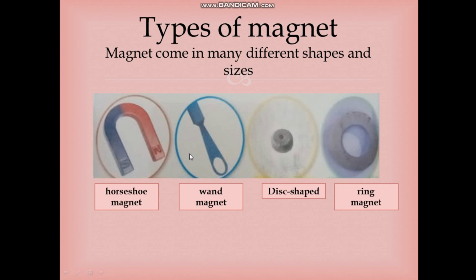Next is a dish shape. Some magnets are a dish shape. For example, the dish shape looks like a compact disc or CD that you use for watching movies or for playing games on PlayStation. Next is a ring magnet. Some magnets are shaped like rings. Do you know what rings are? Yes, maybe some of the girls or your mom have a ring on her finger.